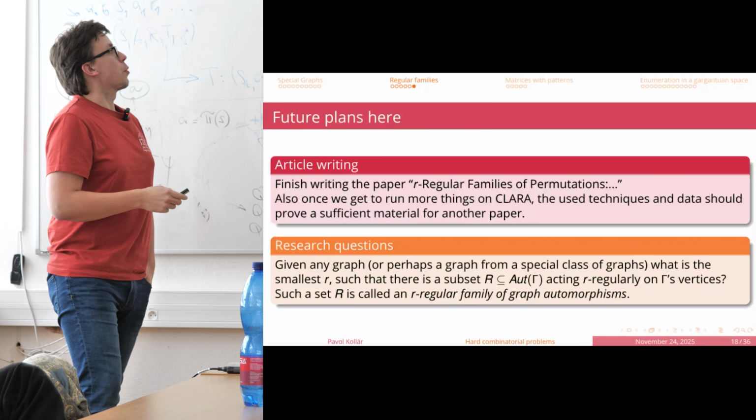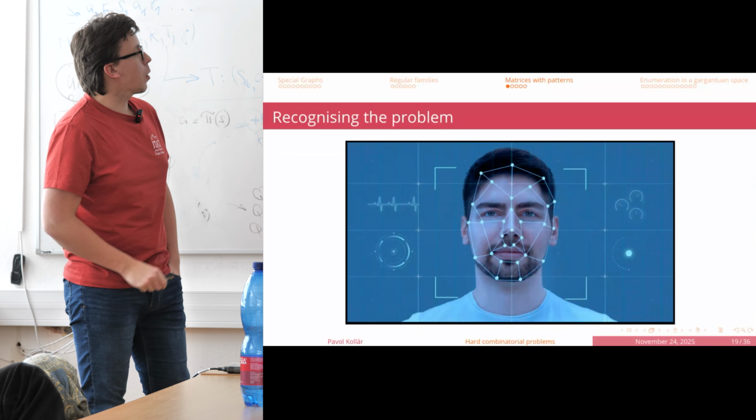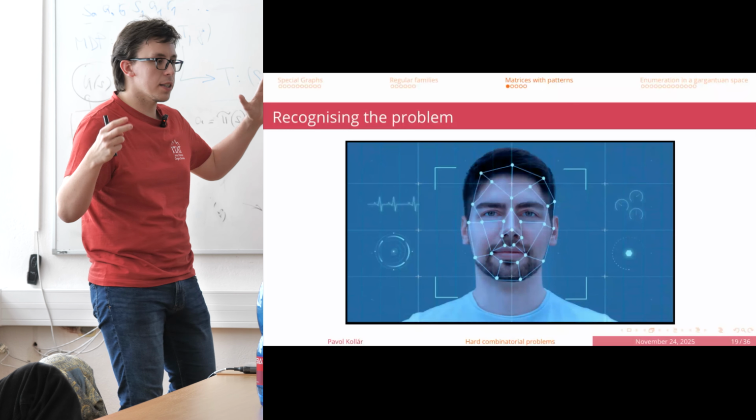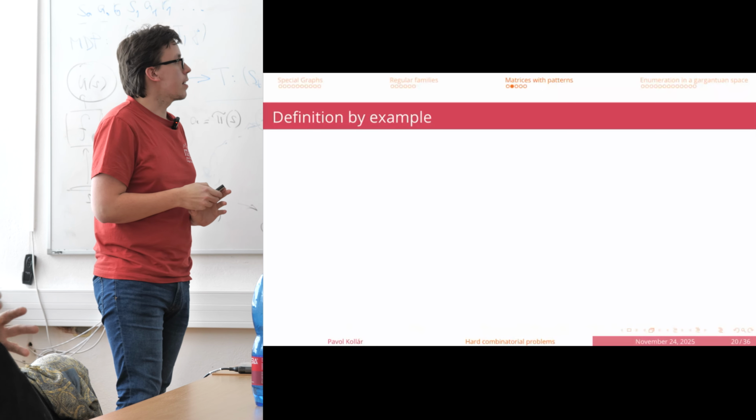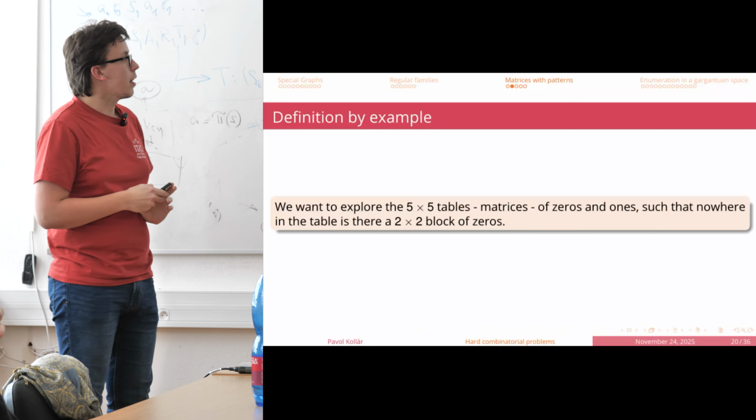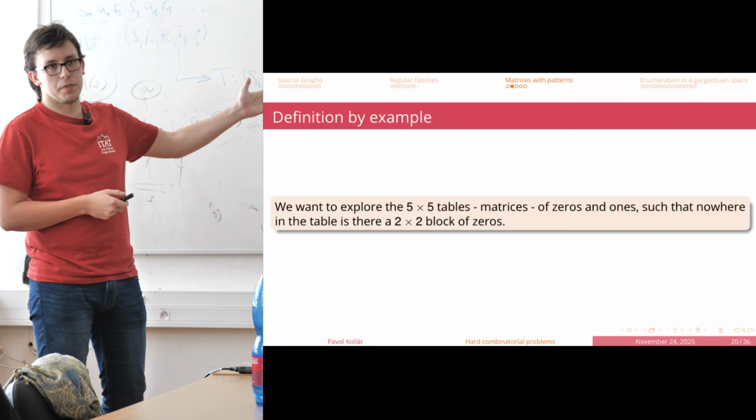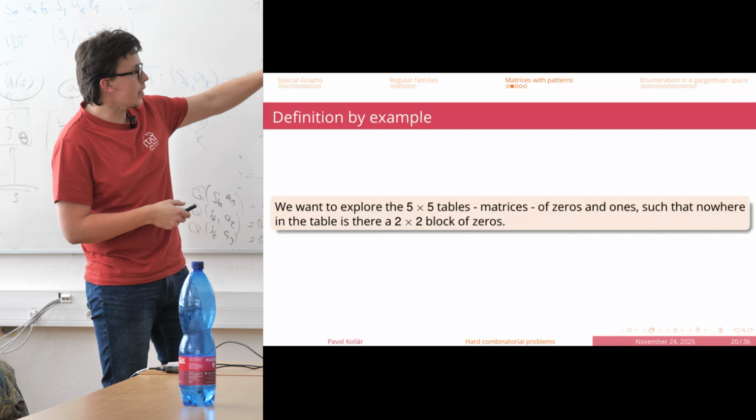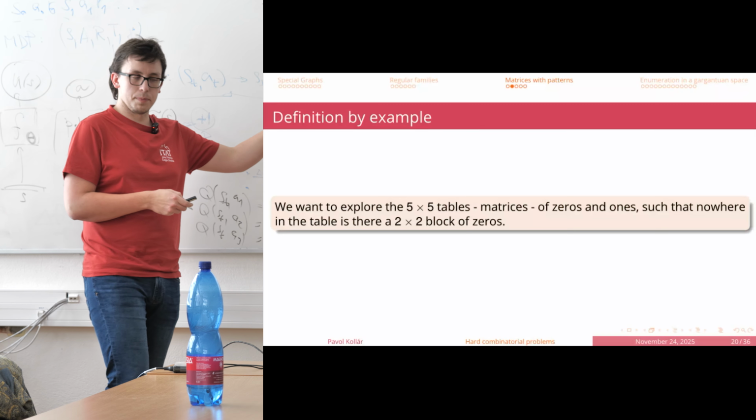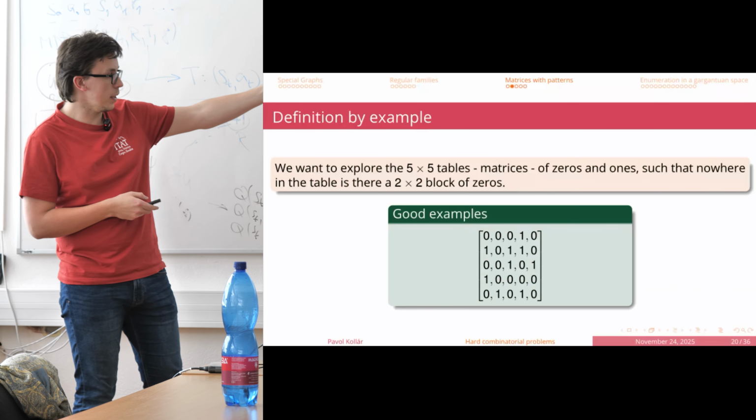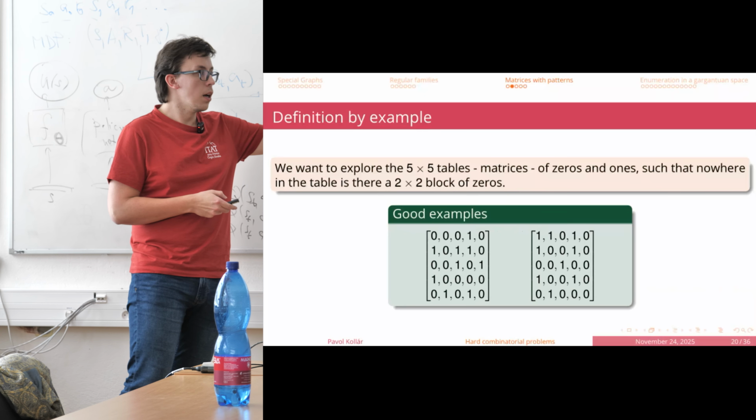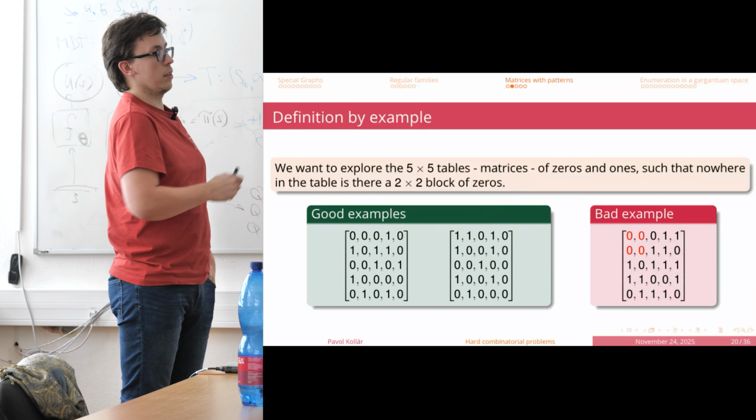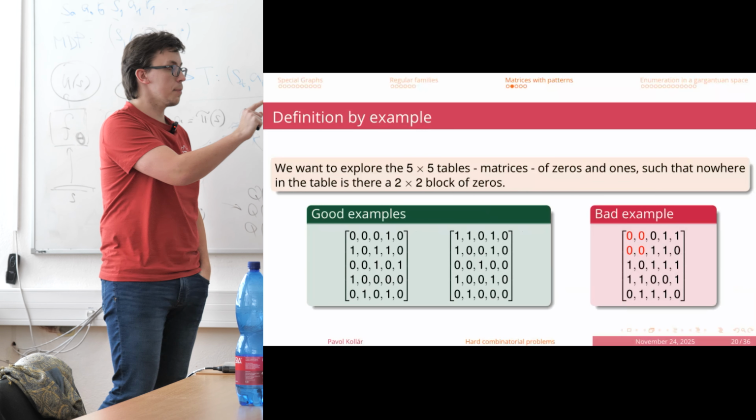Okay, so secondly, the second problem is kind of image recognition but being very down to earth. And let's see an example of what I mean by that. Let's explore 5 by 5 tables of zeros and ones, such that nowhere in that table is there a 2 by 2 block that's all zeros. So for example, this one is good. It doesn't have any blocks of zeros. So is this one, but this one is not, because in the top left corner you have a block of zeros like that. We forbid that.